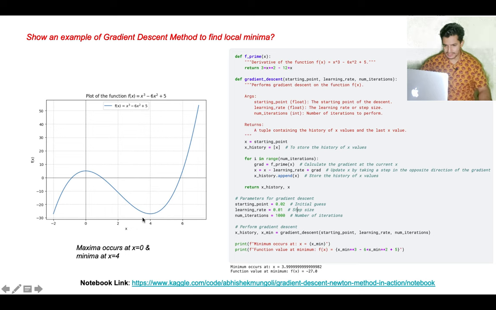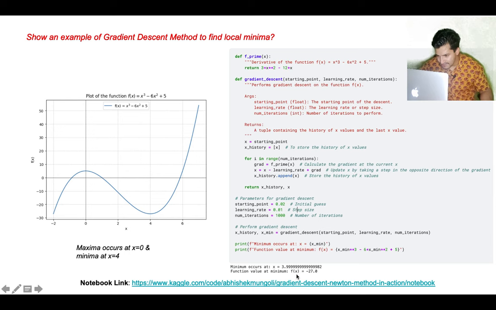This is a notebook, and this is a simple function, for which we have written this code that starts at some point and does gradient descent, that is, takes baby steps in the direction of the negative of the gradient. You can see here x is equal to x minus learning rate into gradient. So we are moving in the negative of the gradient direction, and over multiple iterations, you can see that we started with x is equal to 0.02 and the minima was at 4. We have reached f(x) is equal to minus 27, which is the minima, and x is equal to like 3.9999, which is like 4. So we have reached the minima x equal to 4, and the value at that point is around minus 27.